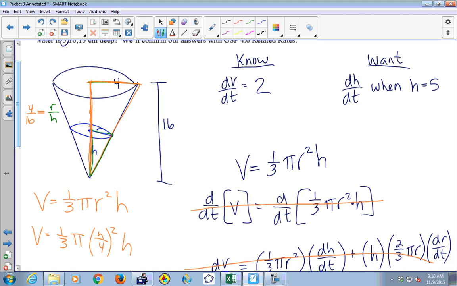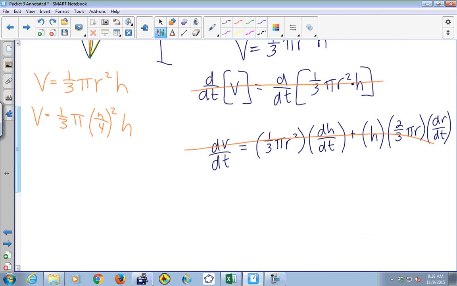So you can't just randomly do this. You have to have some reason that you're allowed to, and we can because similar triangles have proportionate sides. So then I can solve this little proportion for r, and you get r is h over 4. All right, so we come back to this equation. I've replaced r with h over 4, and I get volume is 1/3 pi h cubed over 16.